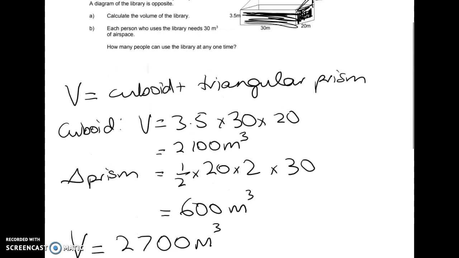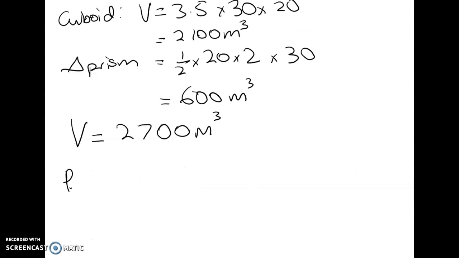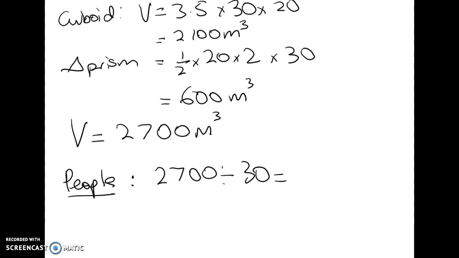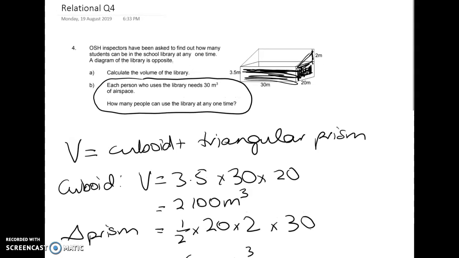And the last thing we're going to work out is how many people can stay in the library without being deprived of oxygen. They each need 30 cubic meters of airspace. So people, underline, colon, 2,700 divided by 30 equals 90 people. Now I've got 30 seconds. I just want to look again at the triangular prism bit in case you didn't see how I did that.